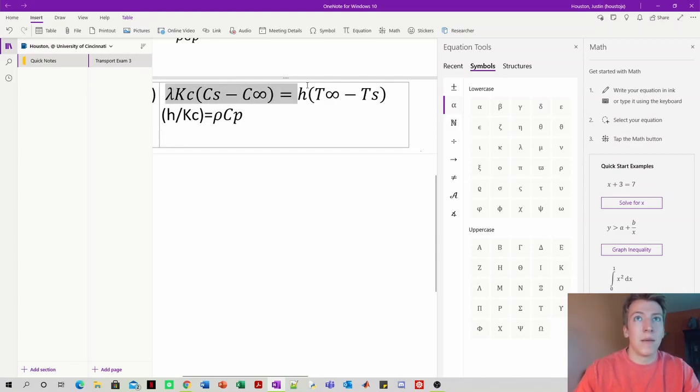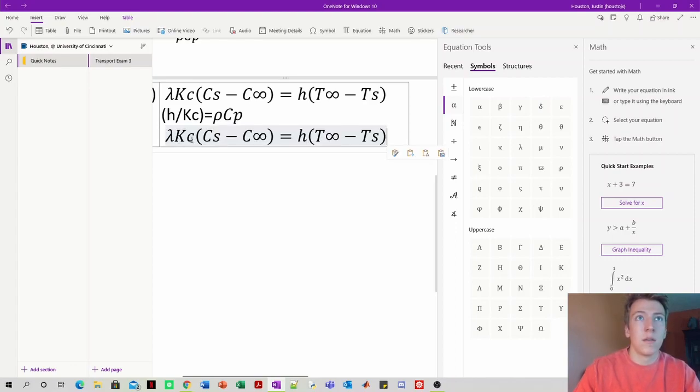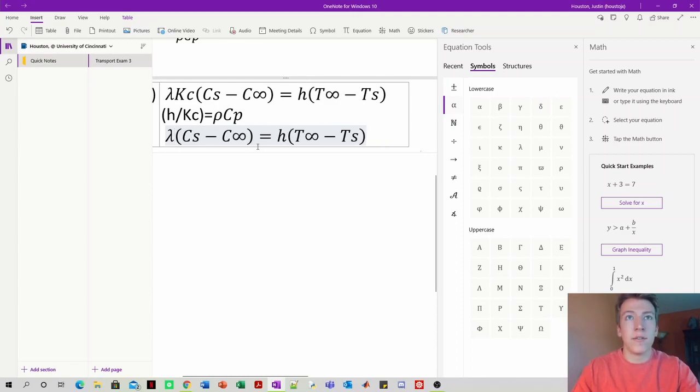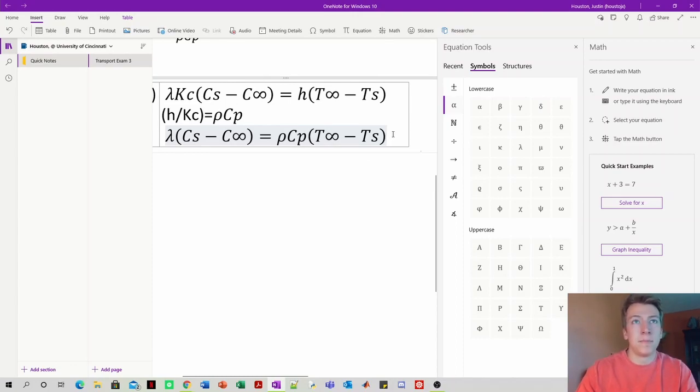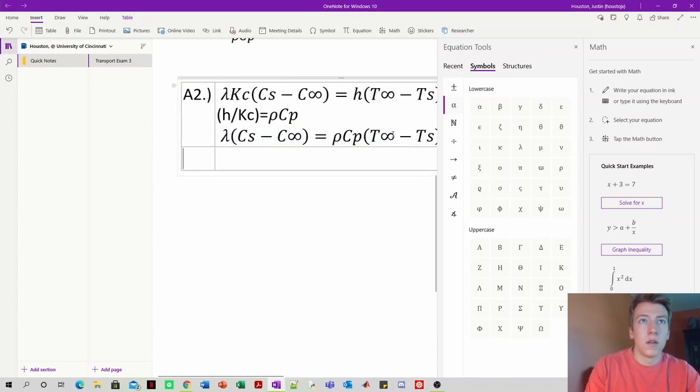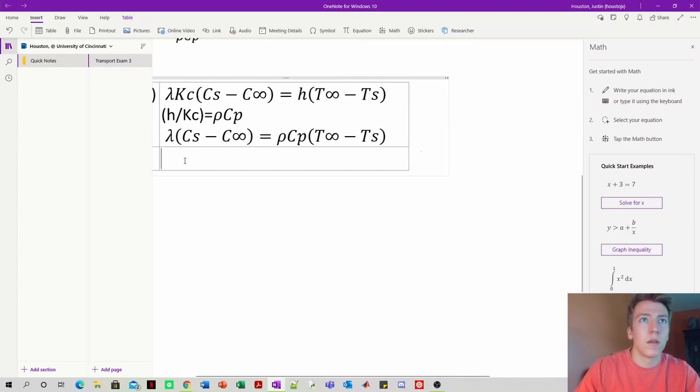So I'm going to copy and paste this just to save some time. Probably should have been doing that in the earlier videos too. But like I said, you divide that Kc over in the denominator of the heat transfer coefficient, and then we can substitute this rho Cp. Okay, so now that we have that, continue here.